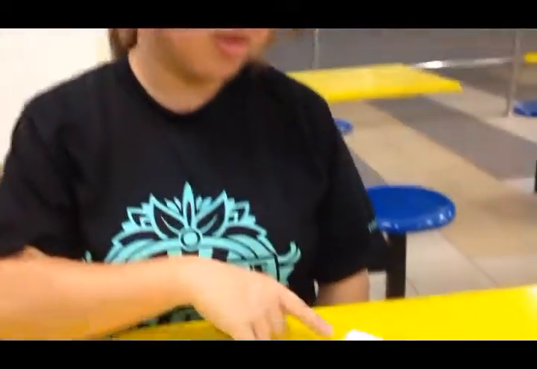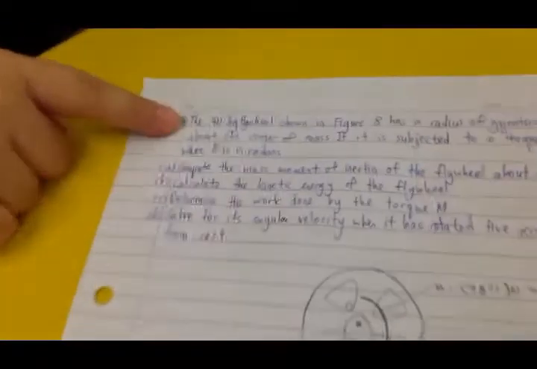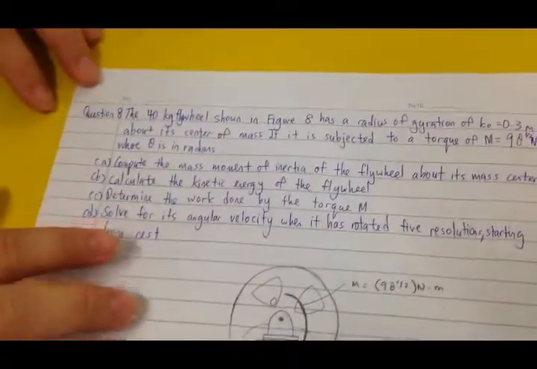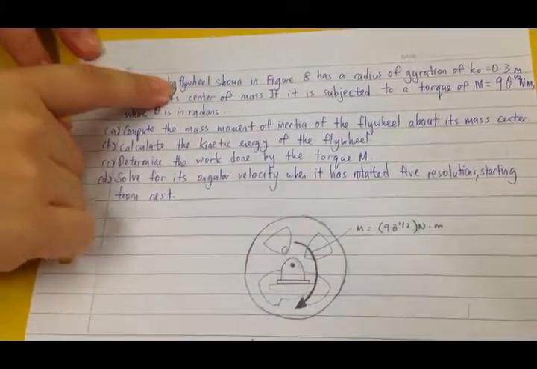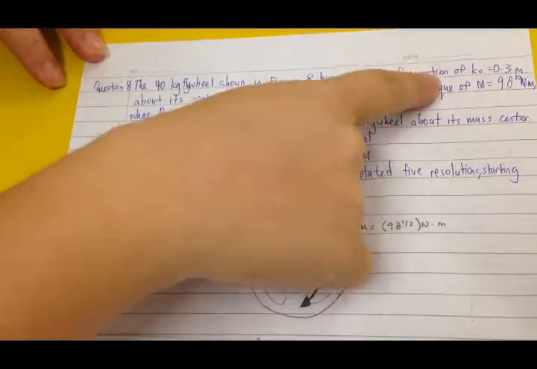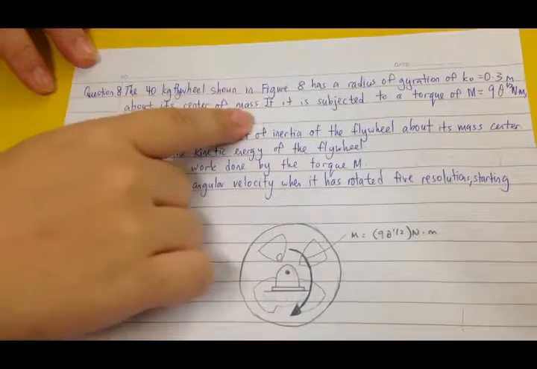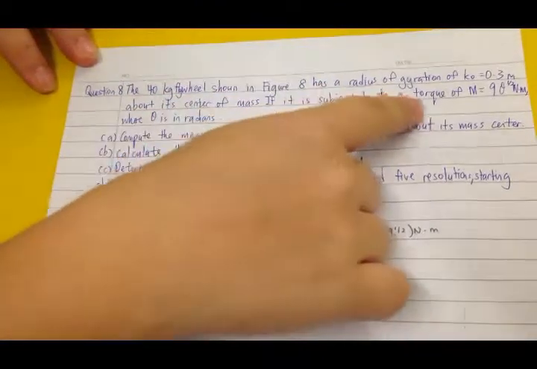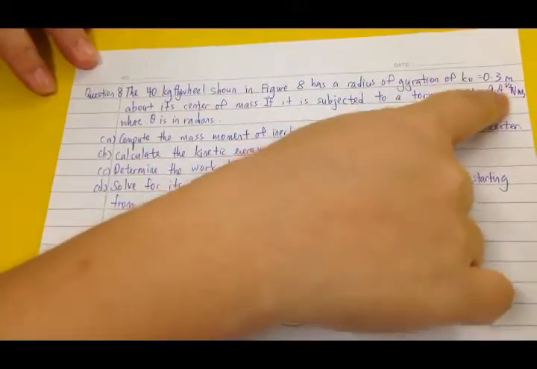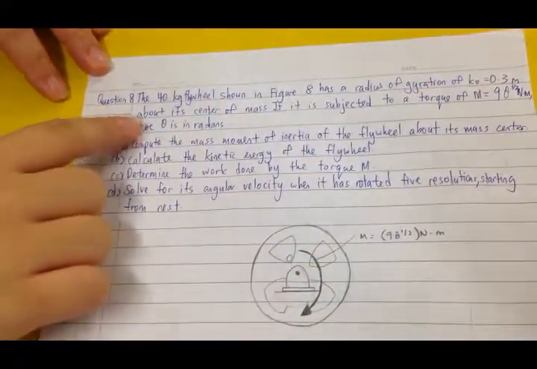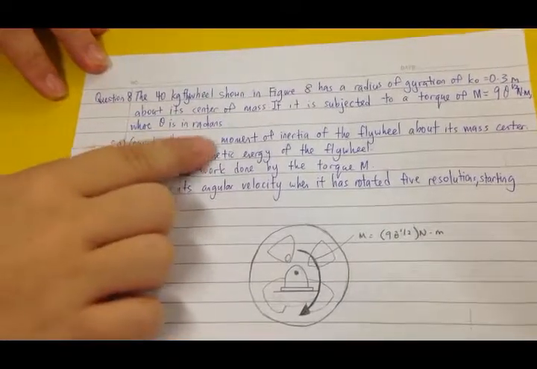My name is Roshiteng. I will describe the answer about question 8. So first I will explain question 8 to you guys. The wheel shown in this figure has a mass of 40 kg and has a radius of gyration k naught equal to 0.3 meter about its center of mass, and it is subjected to a torque of M equal to 9 theta to the power of 1/2 Newton meter, where theta is in radians.